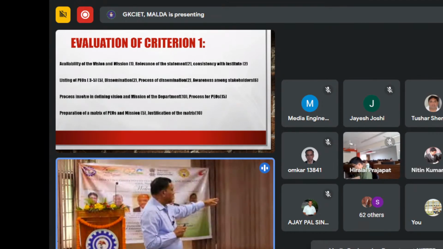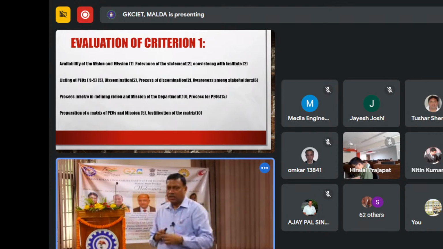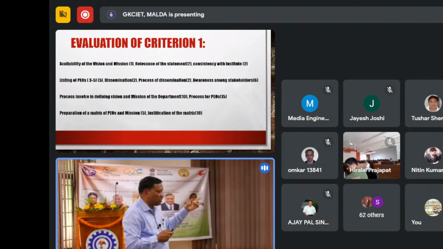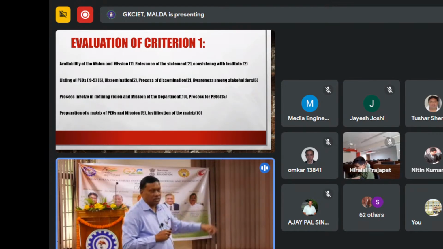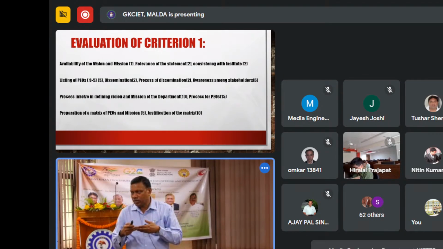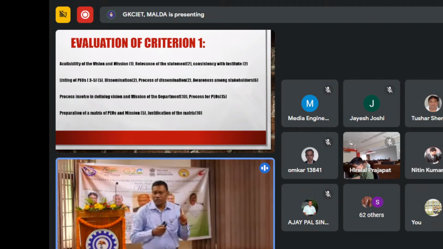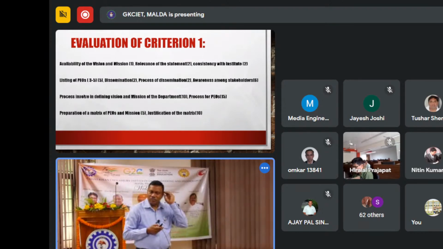Then, preparation of matrix of POs, 5. If the matrix is not prepared properly, like we are doing today in the morning session, before the lunch session, if you are not creating a coupling properly, then again 2 marks you will be losing here. 17. Then justification of the matrix, if the coupling is not good, then obviously you will lose another 4 to 5 marks. 60% you will get. So now, what we are there, 17 था ना? 17 plus 3, 20. 60 minus 20, 40.